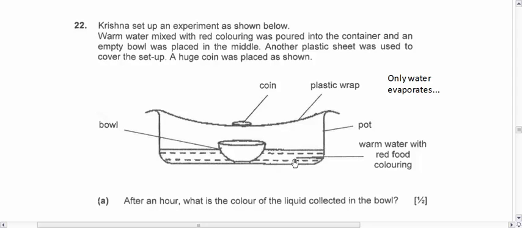Okay, so what's going to happen is that the water vapor is going to rise. Now when it touches this plastic wrap, because the plastic wrap is cooler, am I right? So it's going to lose heat and it's going to change to water droplets. So then, because of the coin here, it creates a slope. So due to gravity, the water droplets are going to travel down, and finally it will drip into the bowl. So what's going to be collected here is pure water. No food coloring, nothing in.